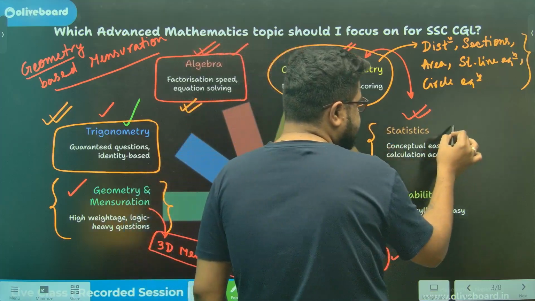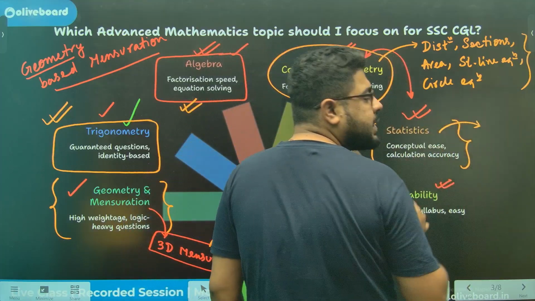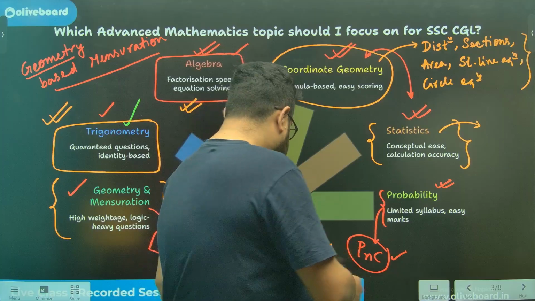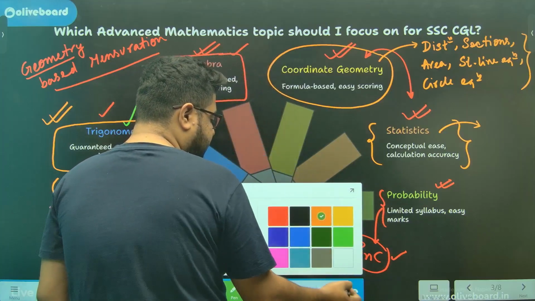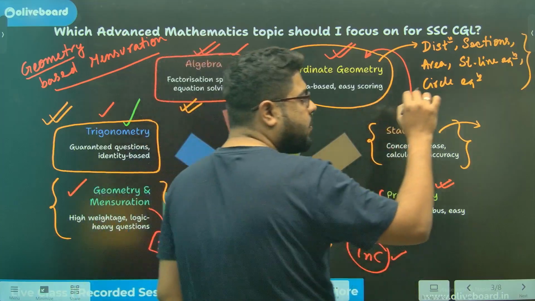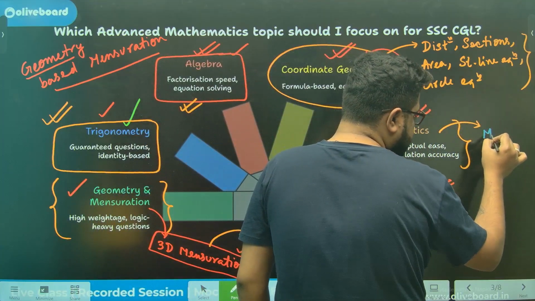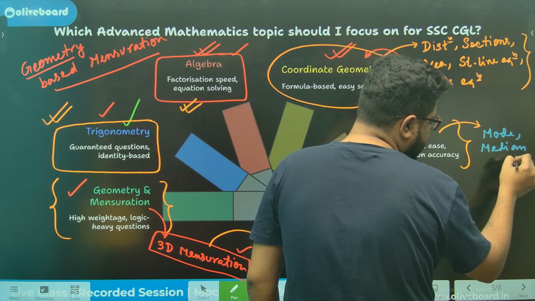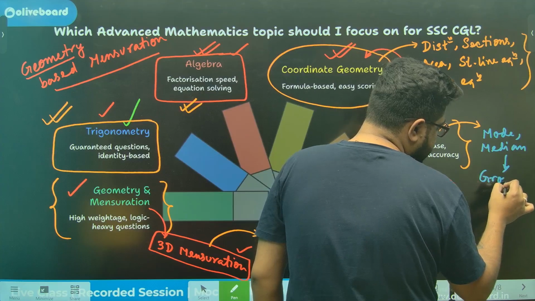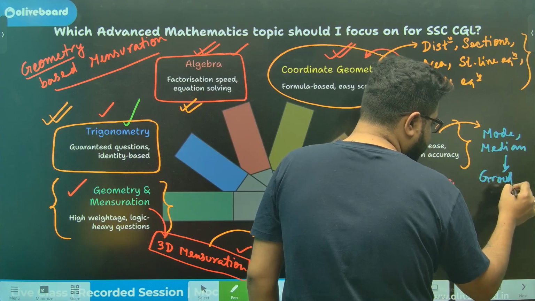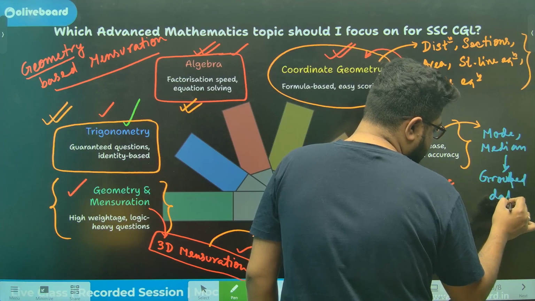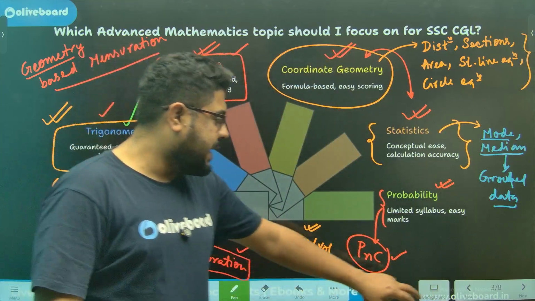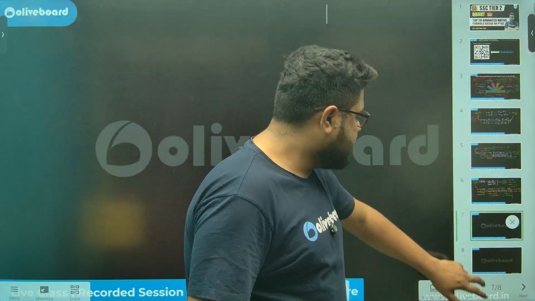In statistics, they are asking many things nowadays. So central tendency, first mean, median, mode. Now what became very important is mode and median for group data. Those formulas, you remember L plus N by 2 minus CF. Let me just write it. These two are very important.